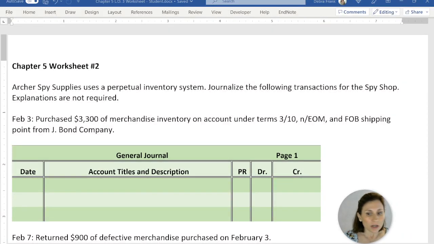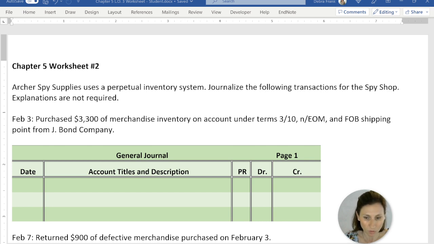Okay, so here we are again with some journal entries under the perpetual inventory system. We're going to do purchases and sales. We're going to do both sides here in these transactions that we're going to work on in this worksheet. So let's get right into it. Archer Spy Supplies uses the perpetual inventory system. Journalize the following transactions for the spy shop.